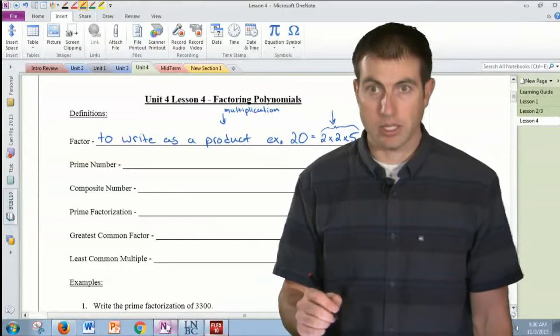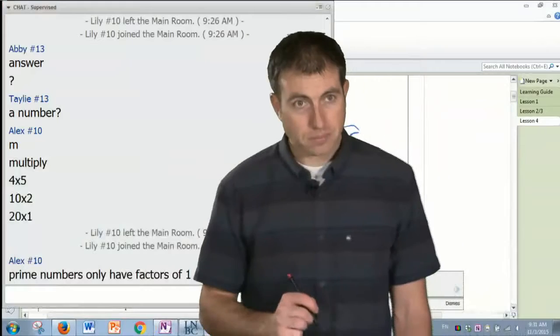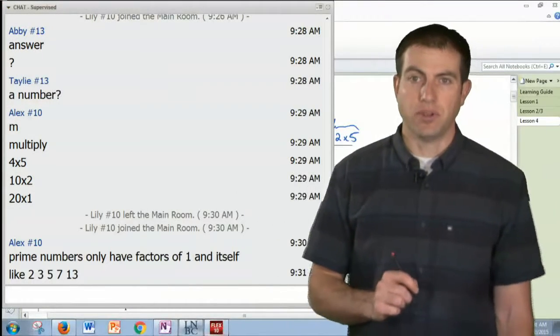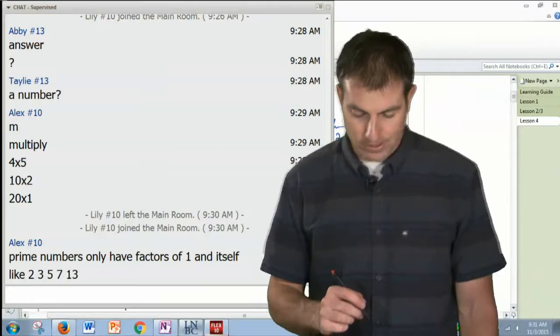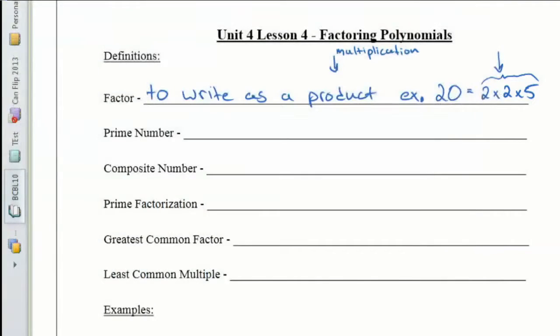Lily is jumping in and out of chat. Prime numbers have only factors of 1 and themselves. 2, 3, 5, 7, 13. Those are all excellent examples of prime numbers, and your definition is spot on. So let's use it. We'll go with a whole number with only 2 factors, and those factors are itself and 1.